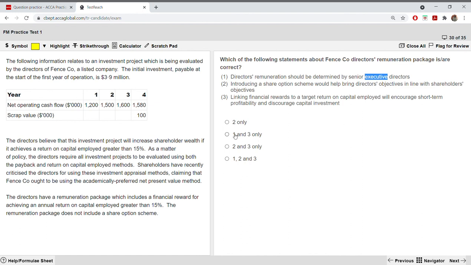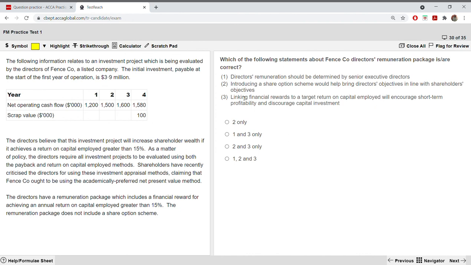That means definitely this and this is out of your option. Introducing a share option scheme would help align director objectives with shareholders' objectives. Yes, definitely, because they will be focused on increasing the share price, okay? It will maximize the shareholders' wealth. So 2 is correct. Okay. So we know it is either this or this. 1 is out. Only 2 is there. Now, let's see whether 3 is there or not.